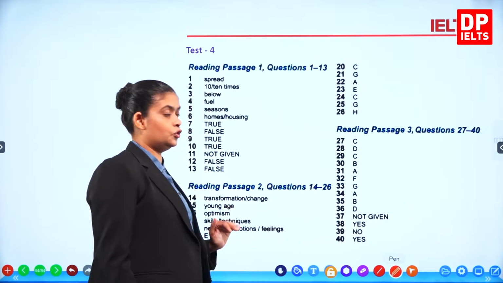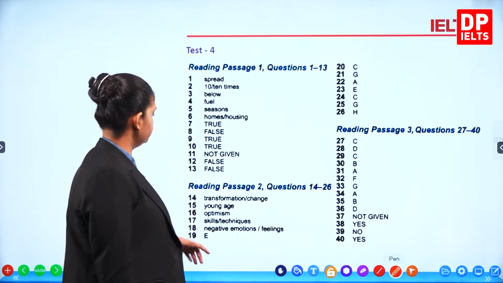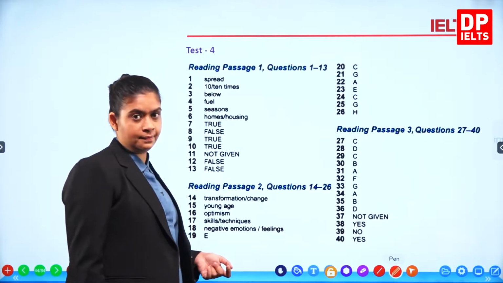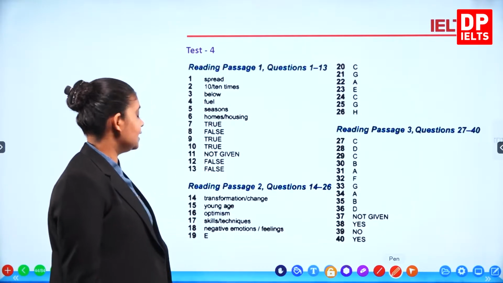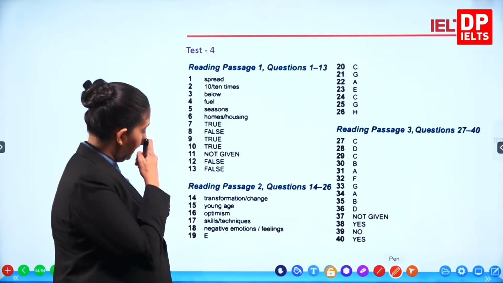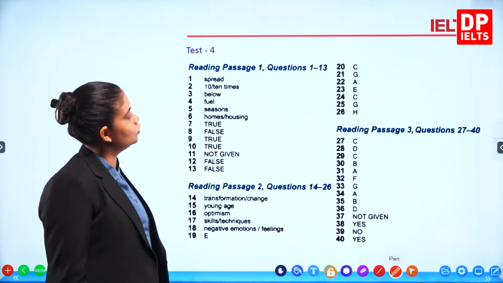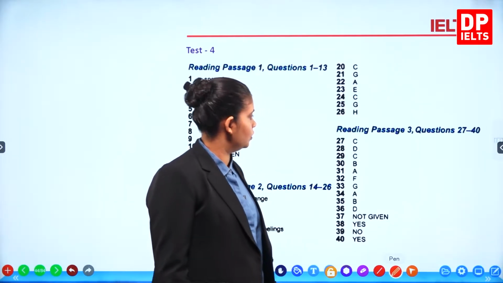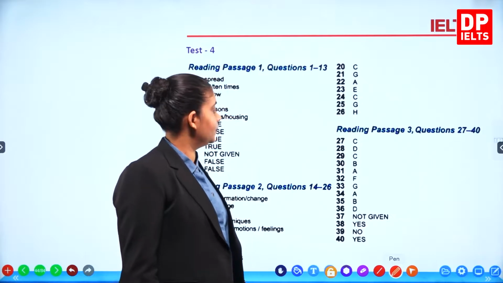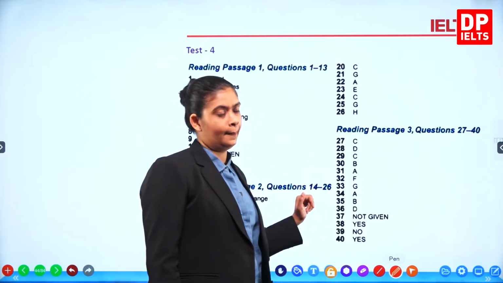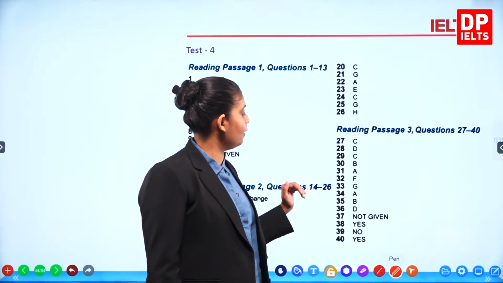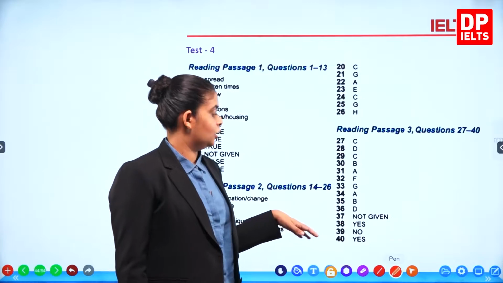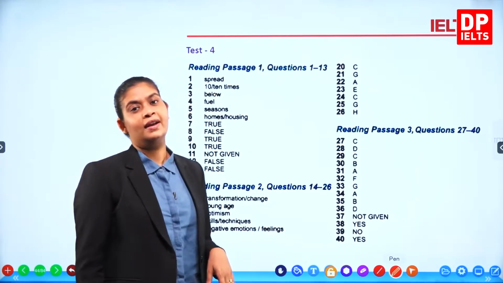And then reading passage 2, questions number 14 to 26. Transformation, or you can even say change. Young age. Optimism. Skills, or you could even say techniques. Negative emotions, or you can say negative feelings. E, right? And then C, G, A, E, C, G, H. And then 27 to 40, C, D, C, B, A, F, G, A, B, D. Not given, yes, no, yes.